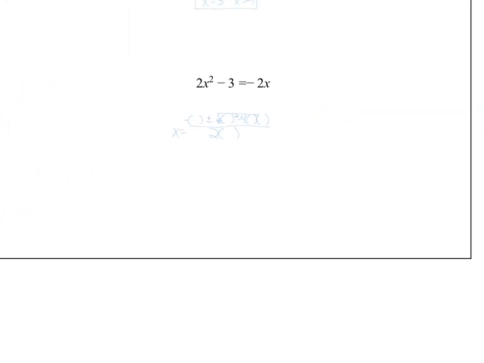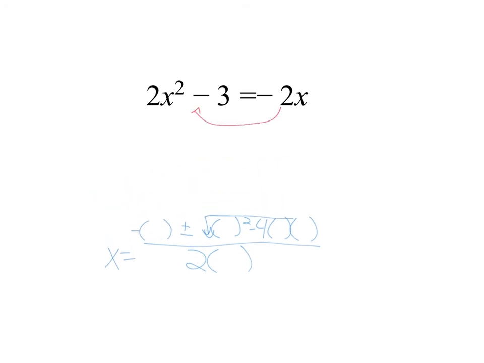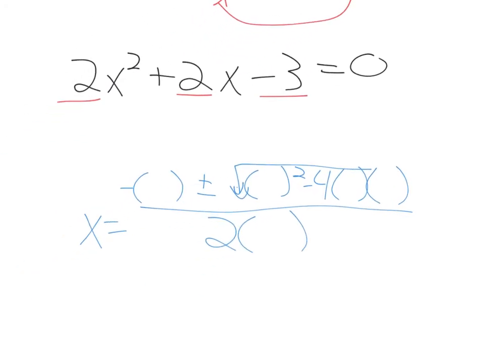All right, and final one here. Let's see, we want this 2x to the other side. So we're going to have 2x squared plus 2x minus 3. Again, we're just rearranging things. Now we can get our a value, our b value, and our c value. And all of that goes into our quadratic formula.